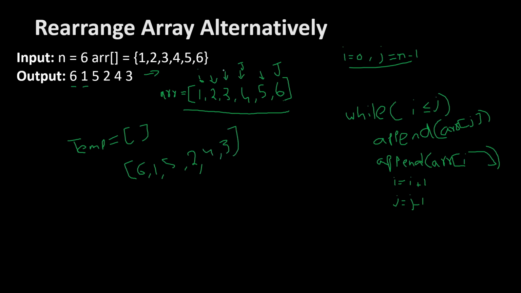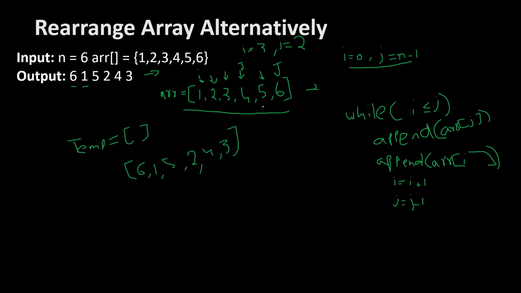Okay, next i will become equal to 3, and j will become 2 after this. After getting to the value 3, the index will be i equal to 3, and j will be equal to 2. So if i is greater than j, the condition won't be satisfied, then it will come out of the loop. And this is what happens in the case of even values.